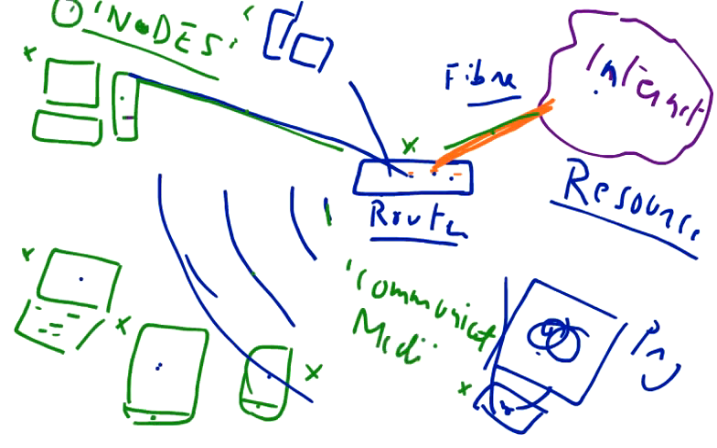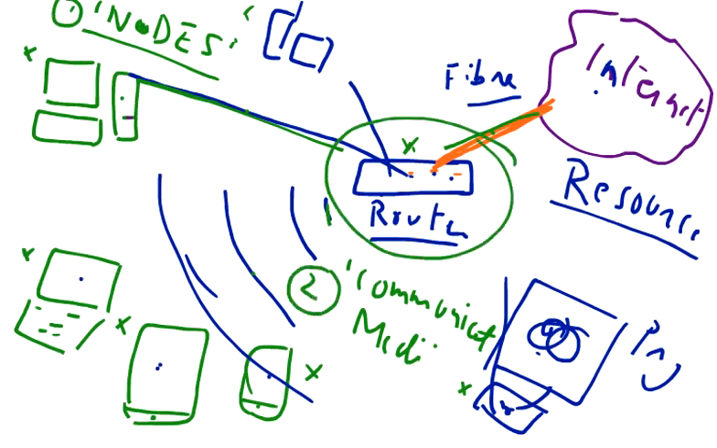Nodes are the first part of our network, communication media is the second part, and usually these routers, switches, and modems are called the third part, and usually these are also nodes, but they are classified as networking devices.